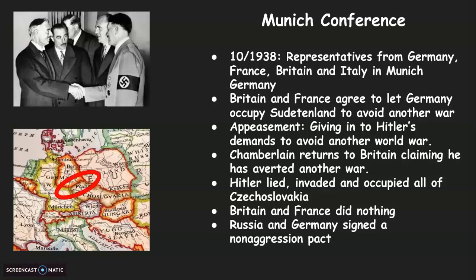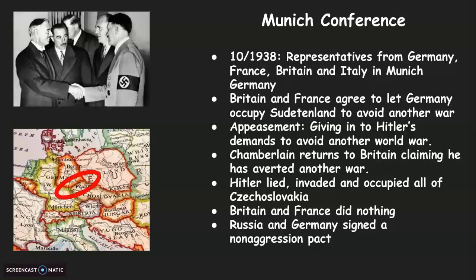Well, there's one thing in history that you can know: never trust Adolf Hitler. So Hitler lied, invaded and occupied all of Czechoslovakia. Again, Britain and France did nothing, all while Russia and Germany signed a non-aggression pact.